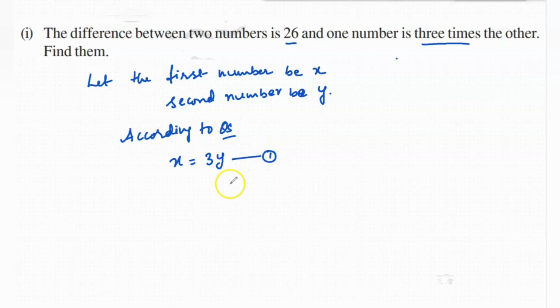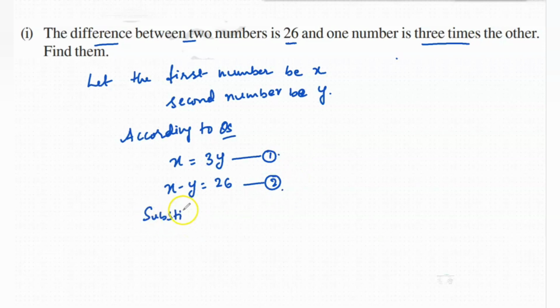Also given, the difference between the two numbers is 26. If you find the difference between them, for example, x is the bigger number, so x minus y, the bigger number minus the smaller number, is 26. Let it be the second equation. Now we need to solve these two by using the substitution method. Let us substitute equation 1 in equation 2.